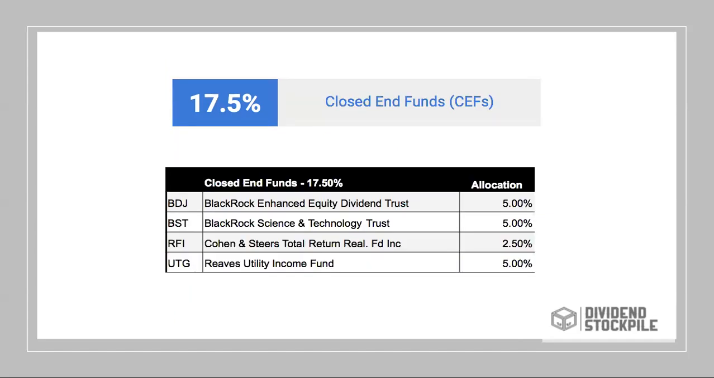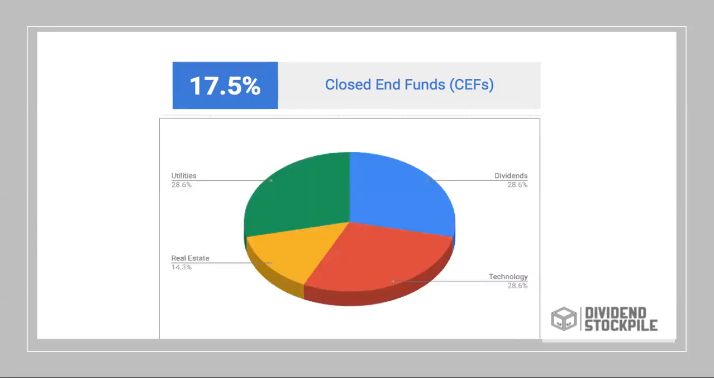For the closed-end fund allocation of 17.5%, I've chosen 4 closed-end funds to focus on. We have BDJ, the BlackRock Enhanced Equity Dividend Trust, BST, the BlackRock Science and Technology Trust, RFI, Cohen & Steers Total Return Real Estate Fund, and UTG, the Reaves Utility Income Fund. BDJ, BST, and UTG will have a 5% allocation, and RFI has 2.5%.